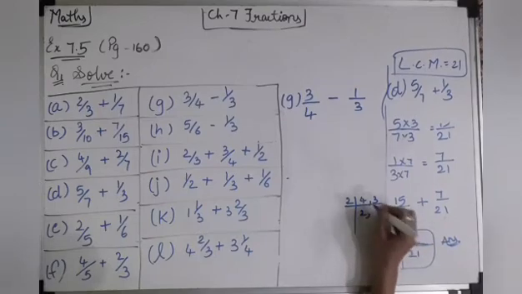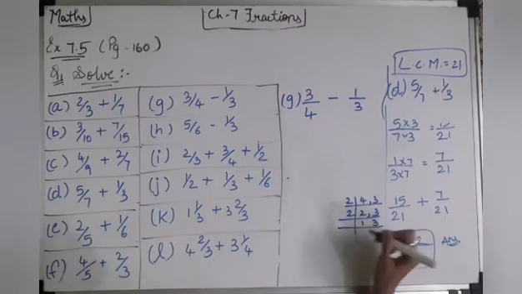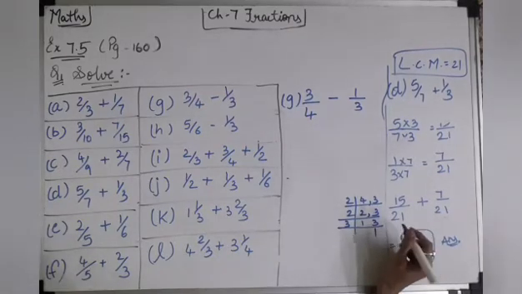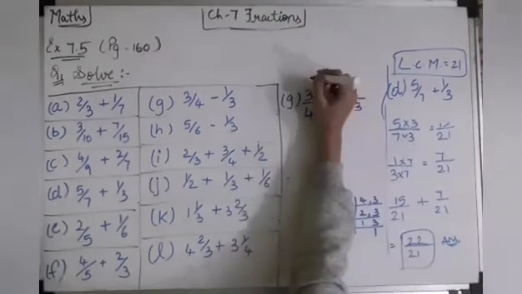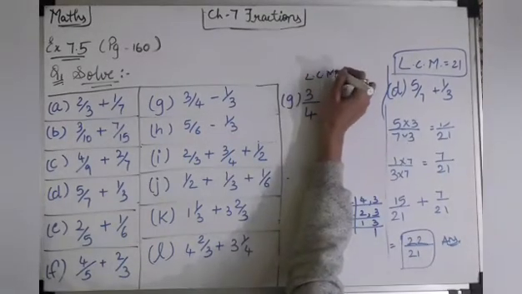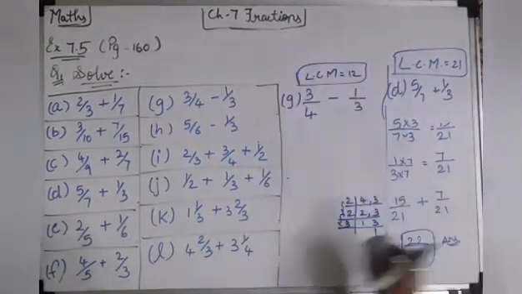2 2s are. In 2 table 3 is not coming. So I'll write it down. So 2 1s are. Again in 2 table 3 is not coming. And then 3 1s are. So 2 2s are 4 and 4 3s are 12. So our LCM came 12. Okay.